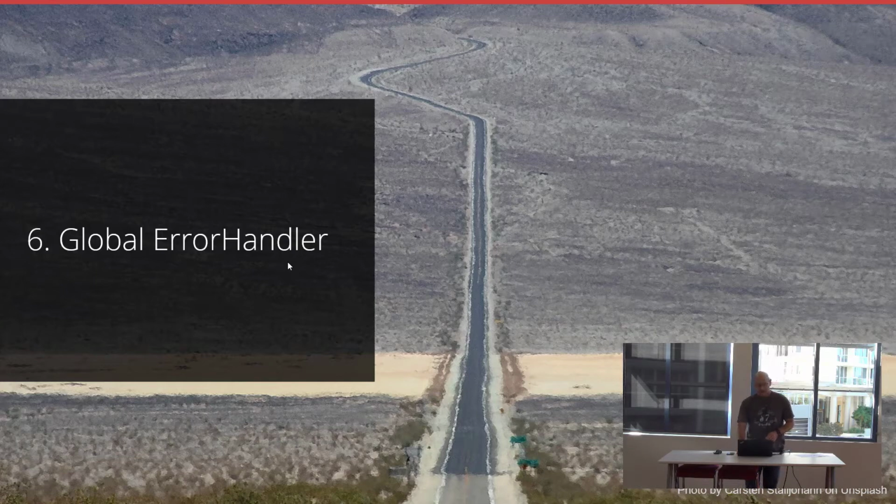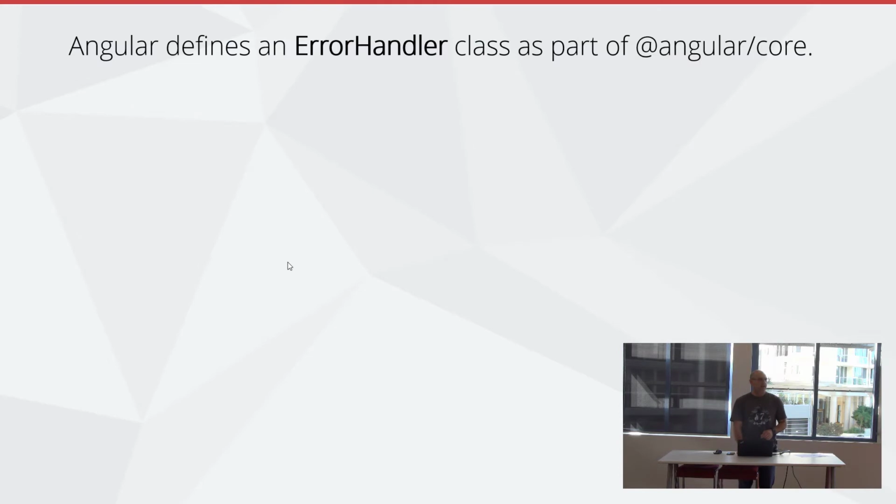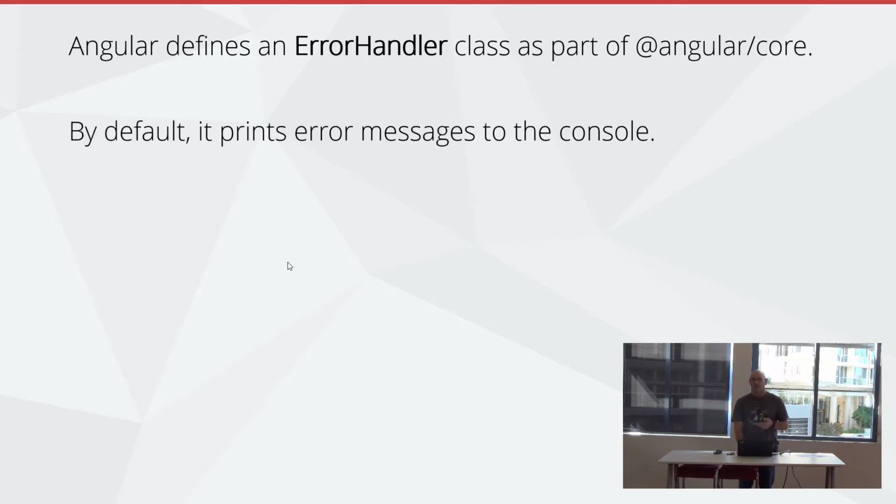Okay. The next one that I was going to talk about is the global error handler in Angular. So Angular defines an error handler by default as part of the Angular core library. And what that does is it will automatically print out an error message to your console. So you'll see that already. If there's a runtime error in the application, it will print it out to the console.